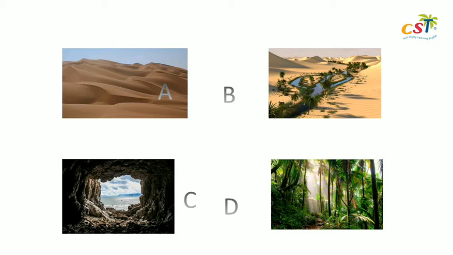Cave is stones that has holes so we can get in or get out from there. Picture D is rainforest atau hutan hujan. Usually we can find rainforest in tropical countries just like Indonesia, Papua New Guinea, India, di mana hujannya selama 6 bulan.